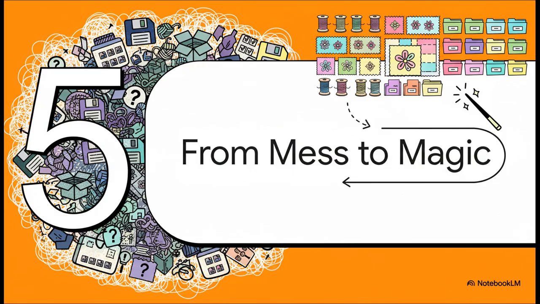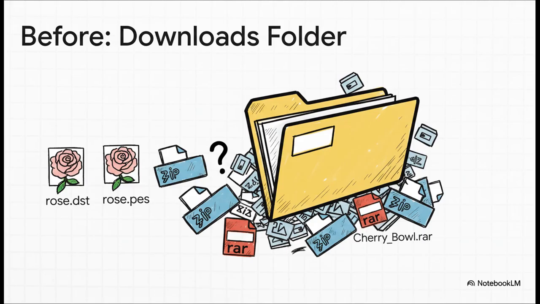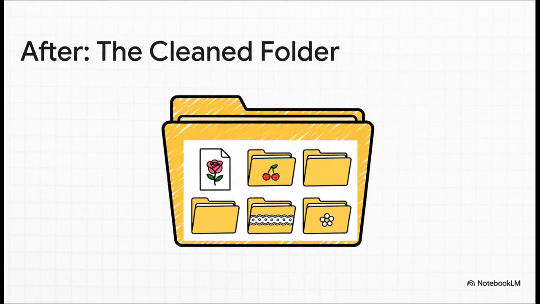So we've got the what and we've got the where. Let's see what happens when you put it all together. This is where the real magic happens, where you see that digital chaos turn into perfect order. So here's a pretty typical Downloads folder. We've got that rose design in 3 different formats. We have 2 zip files that are probably the exact same design, just with different names, and we've got other zipped and RAR archives just sitting there, waiting to be opened. A classic cluttered mess.